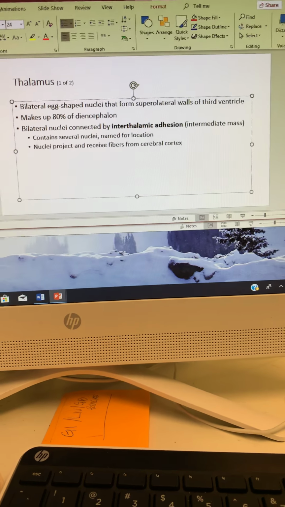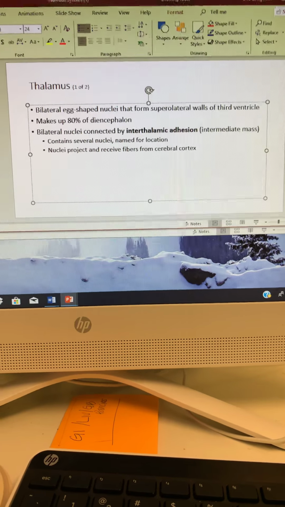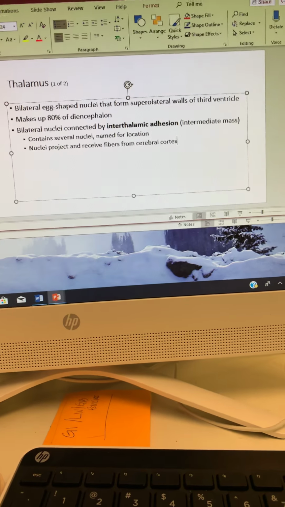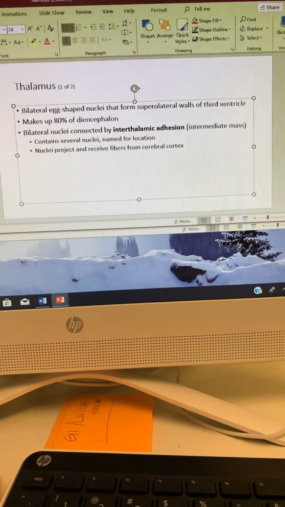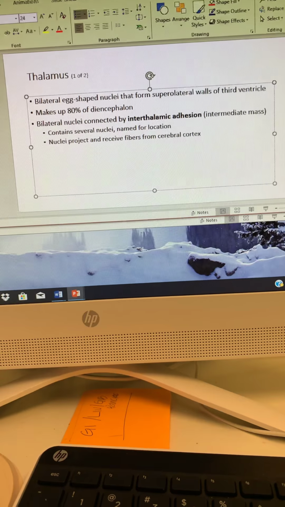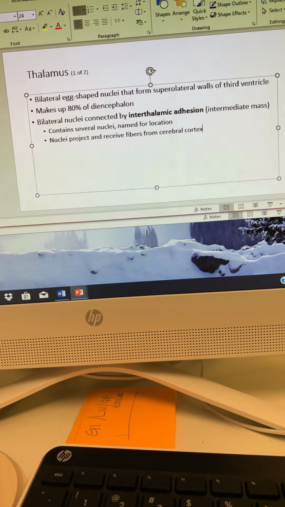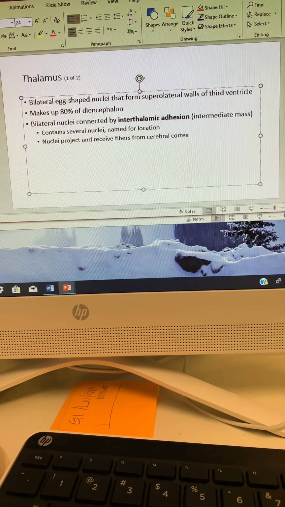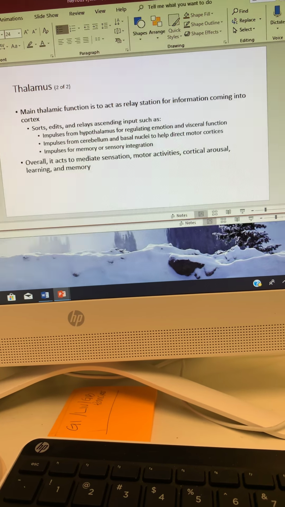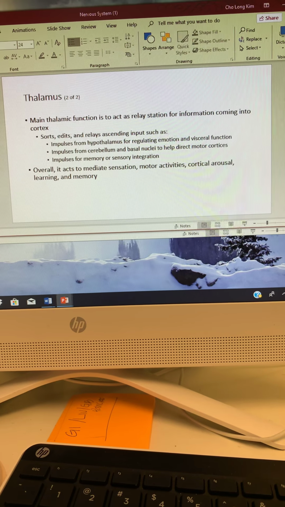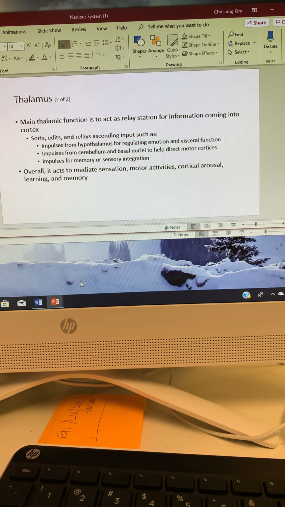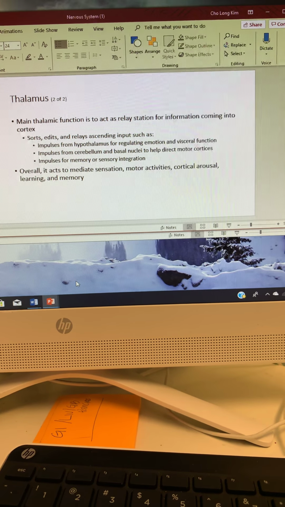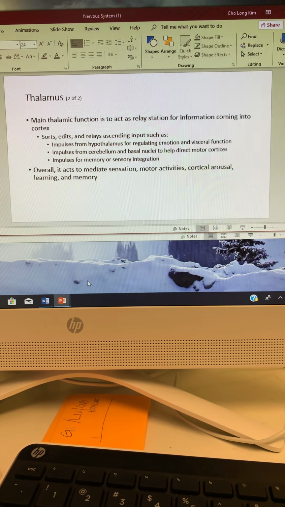So the thalamus, in short, is in charge of bringing in sensory information. All sensory information, especially the special sensory information that you'll learn a little later, is going to go up through the thalamus. It's like a switchboard for sensory information. The thalamus's main function is to act as a relay station for information coming into the cortex.